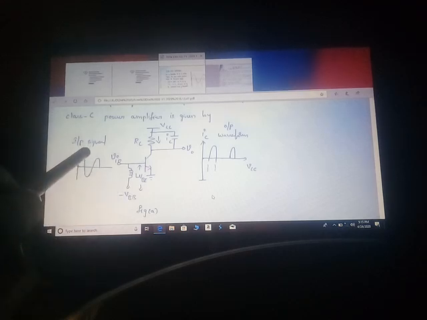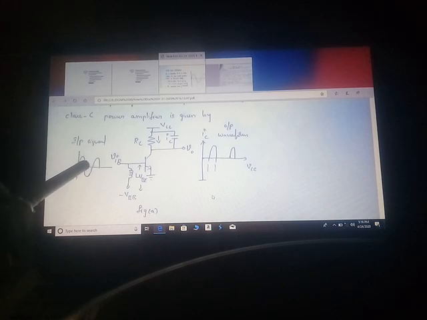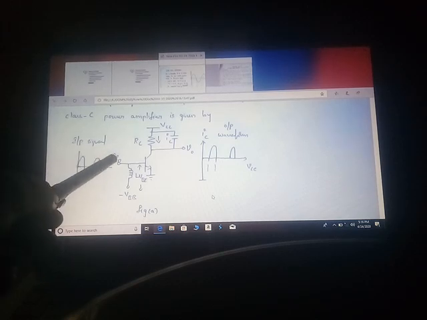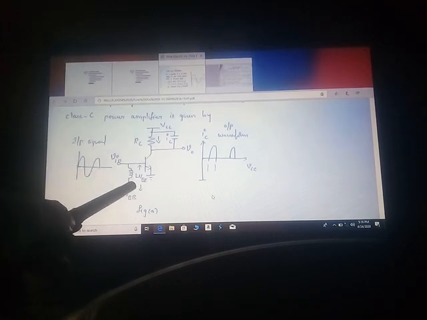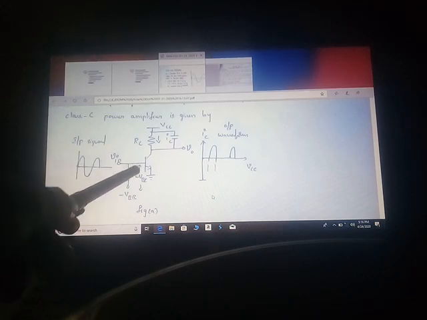Means at the input side you can consider the positive phase shift signal or the negative phase shift signal. But in this analysis of Class C power amplifier, I am considering the positive input signal, that is VBE. So this positive input signal is taken to the inductor. What happens for the inductor and what type of signal it will produce, let us discuss.